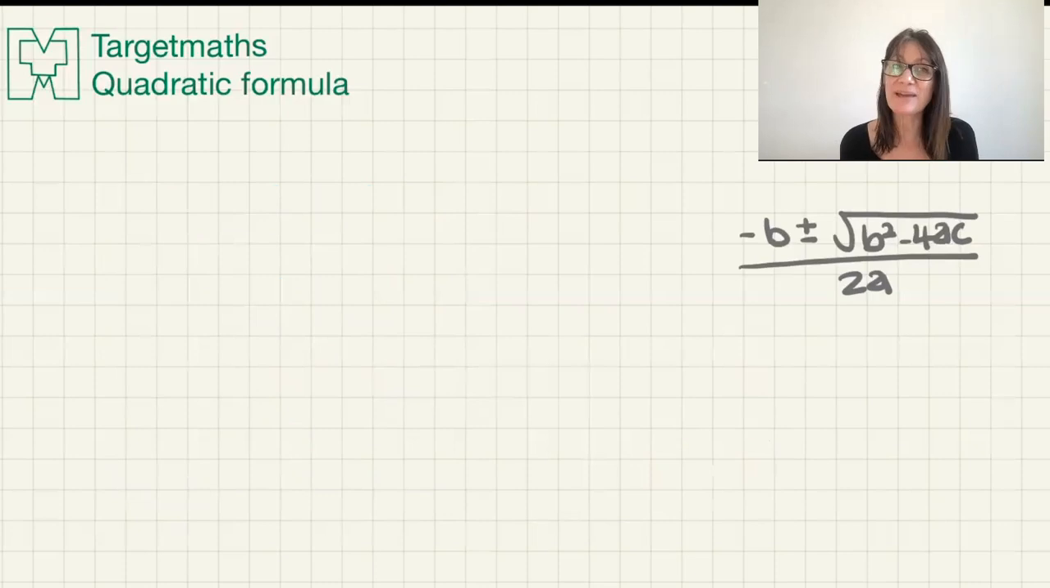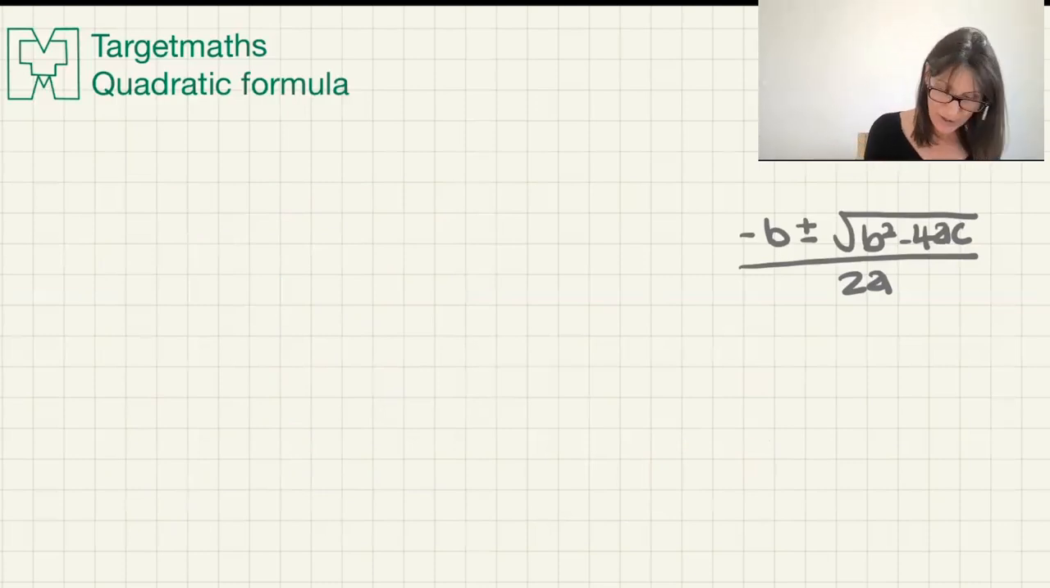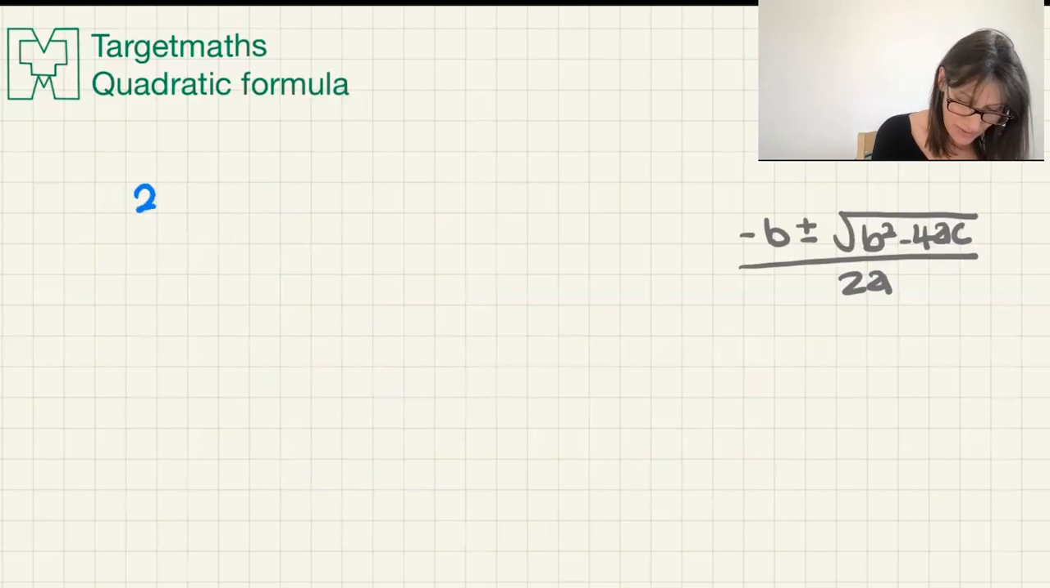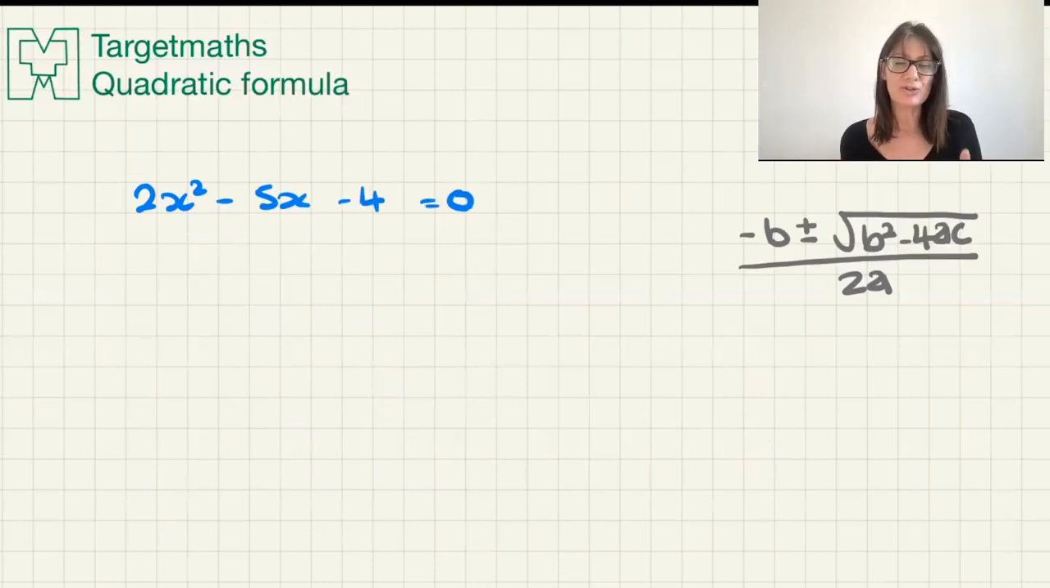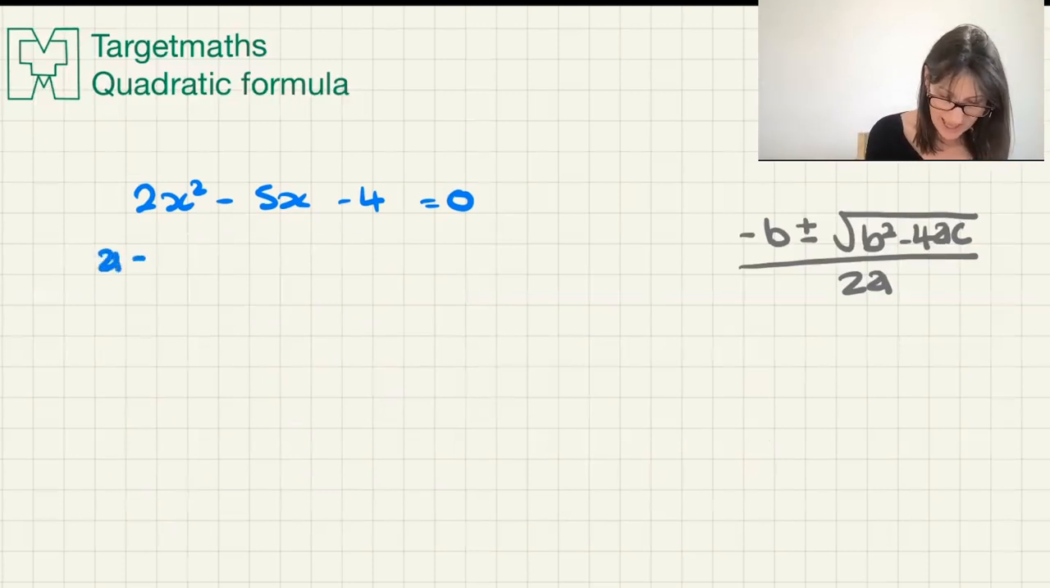If you're still with me, here's one where things can sometimes go a little bit wrong, where we need to be extra careful. So we're going to look at 2x squared minus 5x minus 4, so the quadratic equals 0. We're good to go. I'm going to work out what everything is. So a is 2, b is -5, and c is -4.